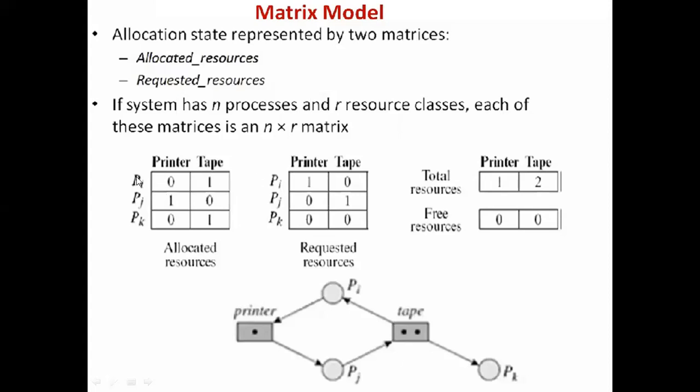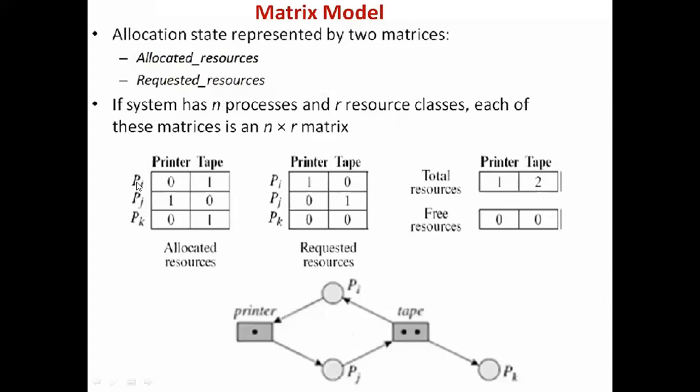Okay, so in the column-wise, you can mention all the resources available. As you can see here, we have PI process and PJ process, as well as PK process. In this particular system, we have basically three processes, PI, PJ, and PK, and we have two resource classes. One is the printer class, which has only one resource unit, and the resource class by name tape drive has two resource units.